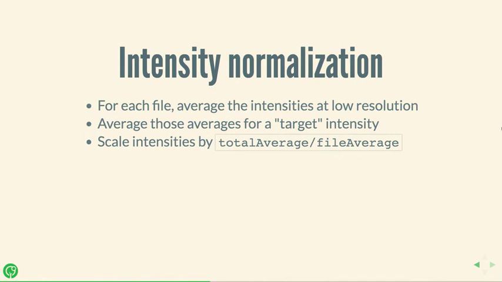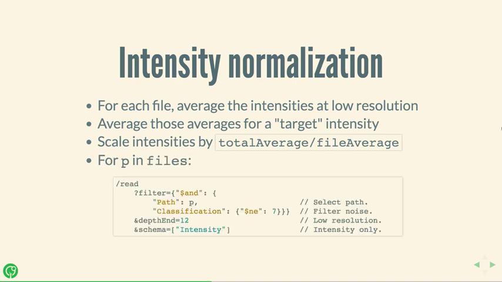So how can we approach this using the tools Greyhound has? Pretty simply, you can just query each file at a very low resolution, average the intensities of that file, and then average the averages for a target intensity, and then just scale all the intensities on the client up to that target by their file average. Here's what the query for that might look like. You select each path individually. Maybe you filter the noise, because you don't want to count those points, since who knows what their intensities may be. You clip the resolution very low, so you're only getting a few hundred or a few thousand or however many points per file you want. And we only care about intensity, so that's all we're going to request.